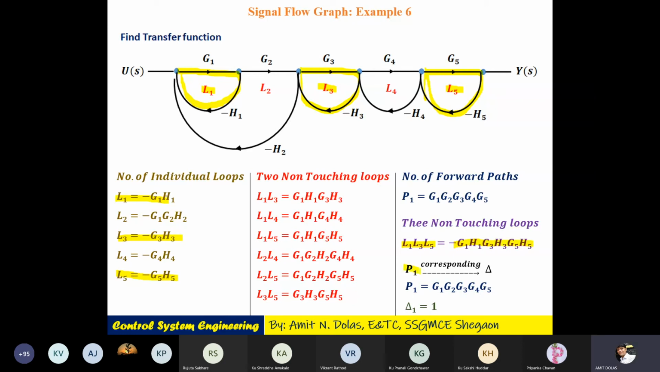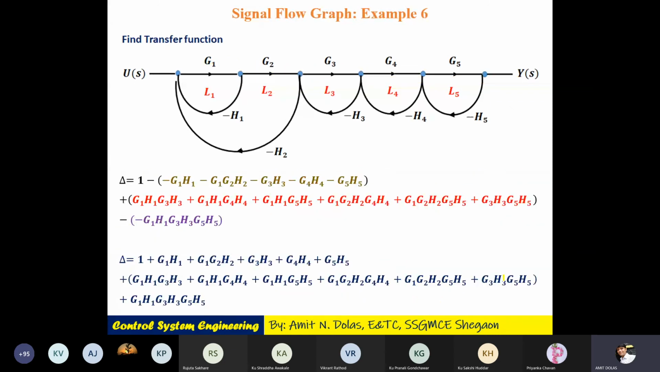I am interested in the corresponding delta of P1. Path 1's delta we have to find out, that is delta 1. So what is path 1? Path 1 is this G1, G2, G3, G4, G5, and all the loops L1, L2, L3, L4 and L5 are touching. Thereby delta 1 for the corresponding P1 is 1. Now we have to find the final delta. One additional term has come in this.